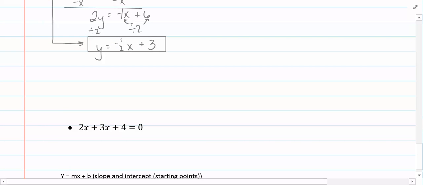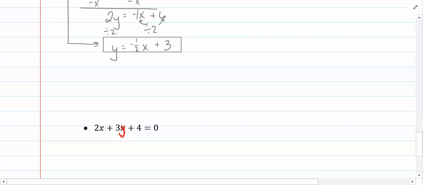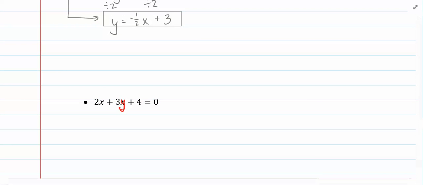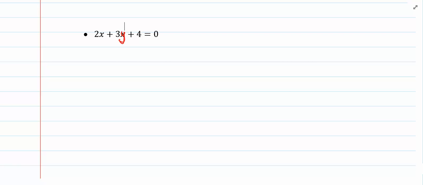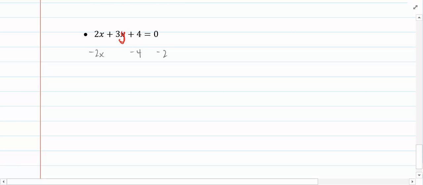There's a typo here. This should be 2x plus 3y plus 4. Let's work to get this one by itself. Solve for y. So the first thing that I would probably do is try to isolate, there we go. I would like to isolate 3y. So what I'll try to do is subtract 2x from both sides of the equation, and I'll also subtract 4 from both sides of the equation. What that'll leave me with is 3y equal to negative 2x minus 4.